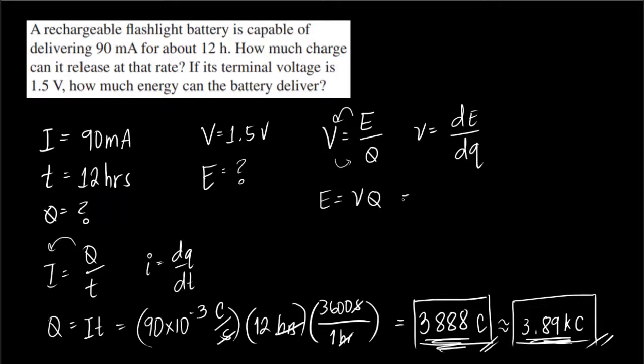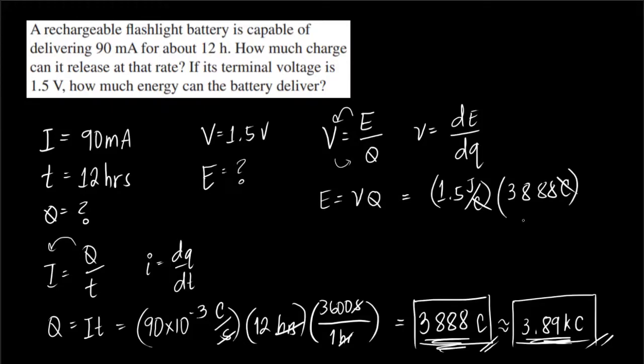And V is 1.5 volts. The Q that we solved earlier is 3,888 coulombs. If you want, we can break down V into J over C, or voltage, volts, broken down to joules per coulomb. With that, the coulombs cancel out.